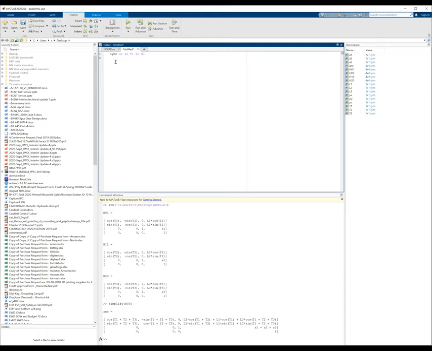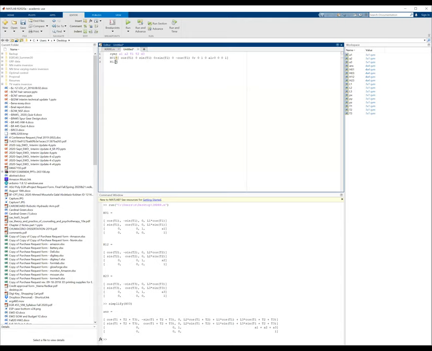So I'm gonna say H01. H01 is cosine T1, minus sine T1, 0, sine T1, 0, sine T1, 0, minus cosine T1, 0, 0, 1, 0, A1, 0, 0, 0, 1. This is my first homogeneous transformation matrix.